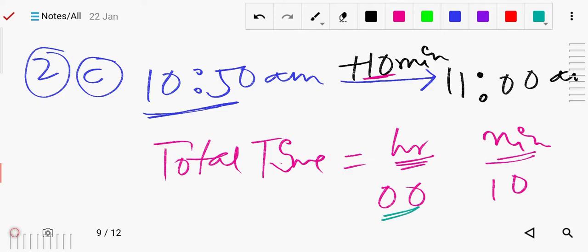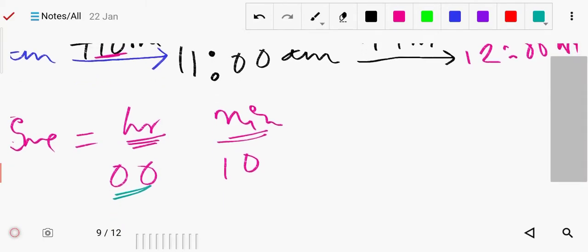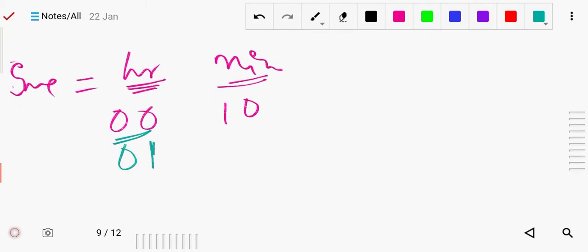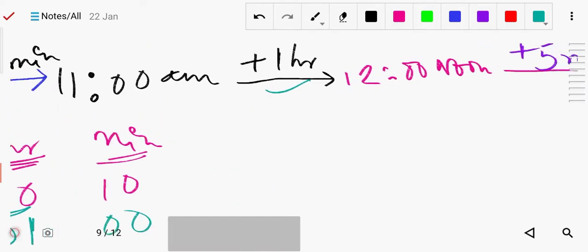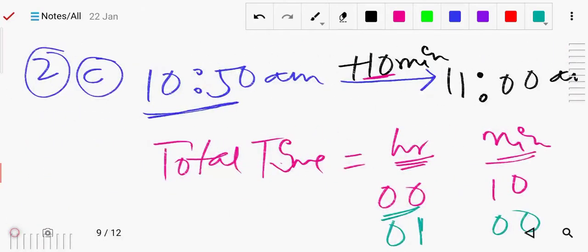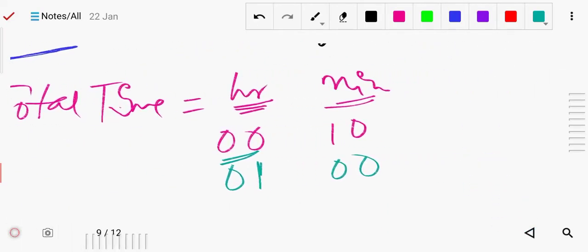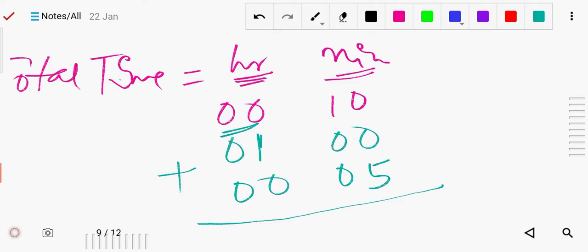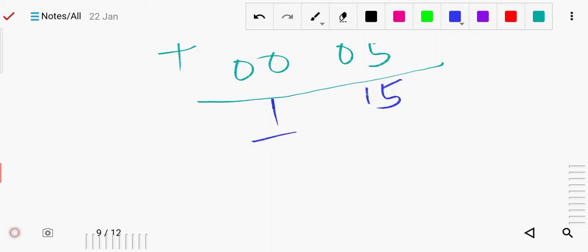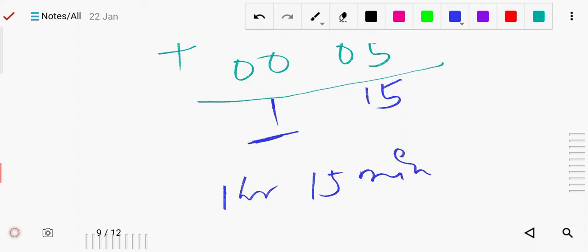Okay, next is 1 hour only. So right here 1 hour, and the minute side is 0. Now next we have 5 minutes, so you can add the 5 minutes here, and the hour is again 0. Now we will add all these values. The minutes will be 15, and here will be the 1. So how much time is taken? 1 is our hour side and 15 is your minute. So your answer is 1 hour 15 minutes.